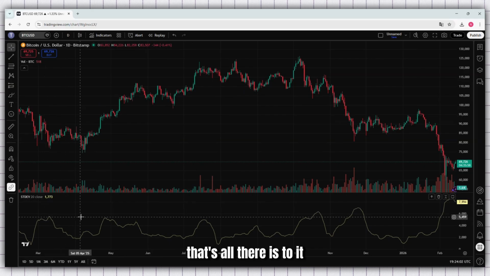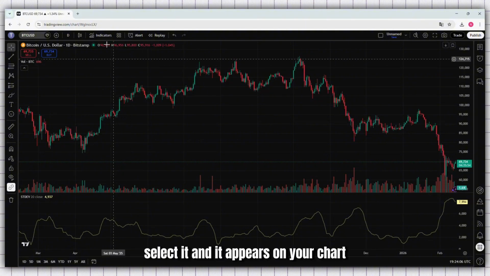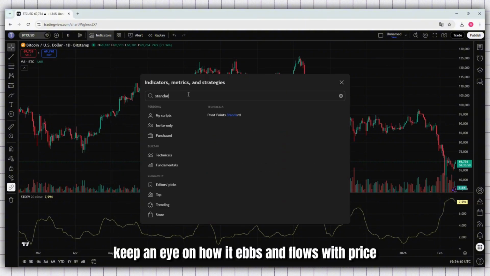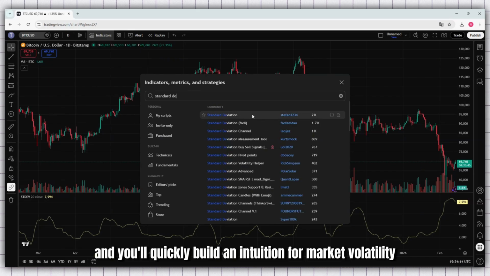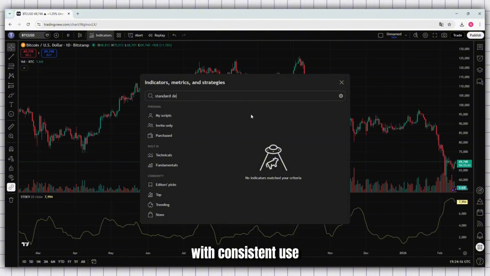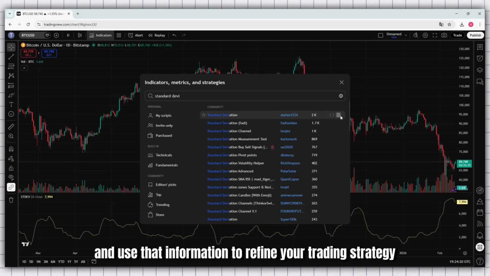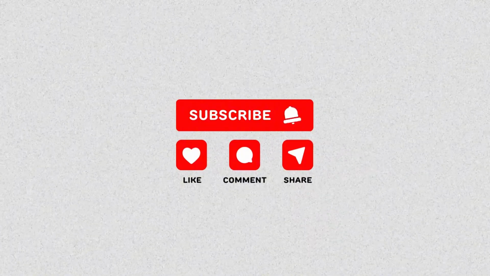That's all there is to it. Click Indicators, search for Standard Deviation, select it, and it appears on your chart. Keep an eye on how it ebbs and flows with price, and you'll quickly build an intuition for market volatility. With consistent use, you'll be able to spot significant changes in volatility and use that information to refine your trading strategy. Happy trading, and I hope this tool helps you make more informed decisions in your analysis.